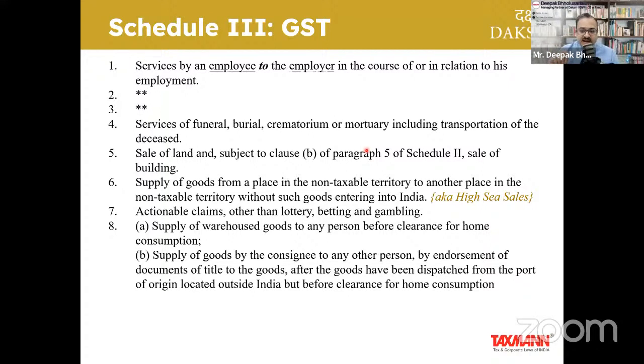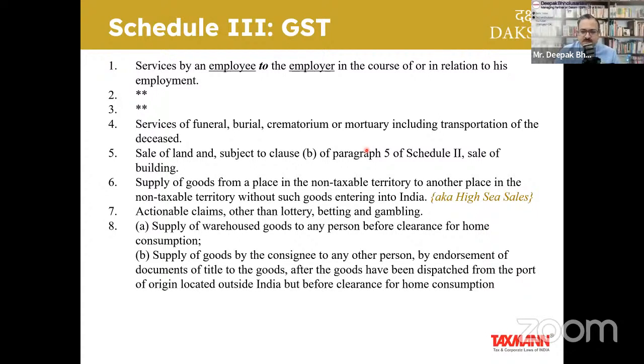Item 5, sale of land and, subject to Schedule 2, sale of building. Why is it subject to Schedule 2? If, let's say, you are buying an under-construction building, that is covered by Schedule 2 and it is treated as services, which is why that building is taxable under GST. But if you are buying a complete building, after obtaining the OC and so forth, there are certain conditions in clause B of paragraph 5 of Schedule 2. So if you are buying a building as it is from somebody, let's say I have a building and I sell it to you, that is not covered by GST, and basically it is called no GST supplies.